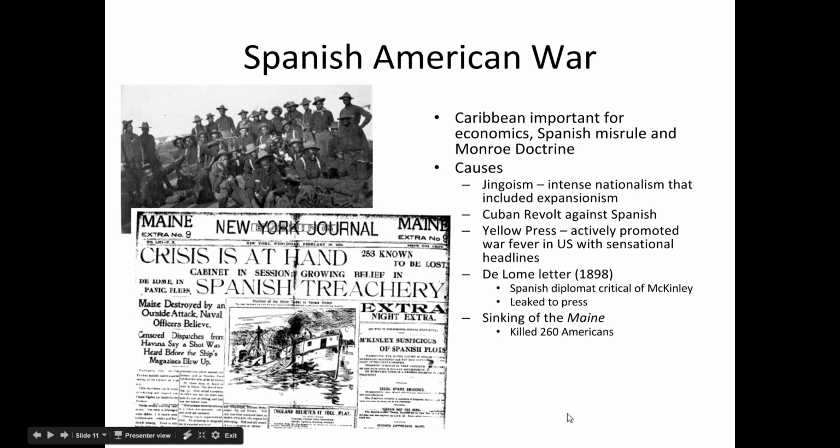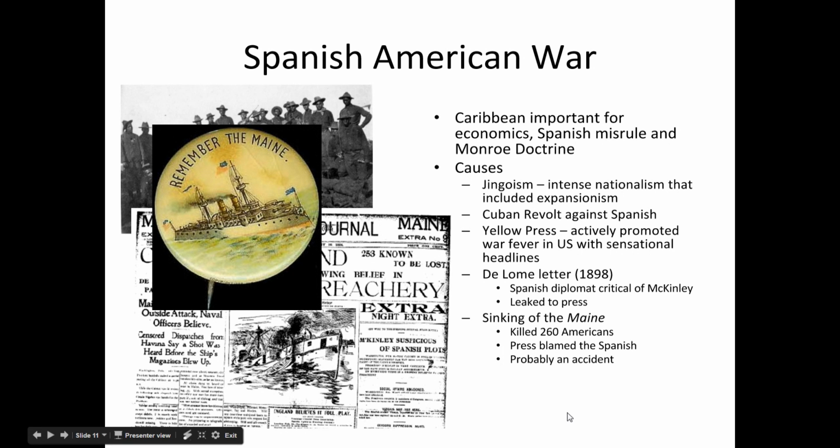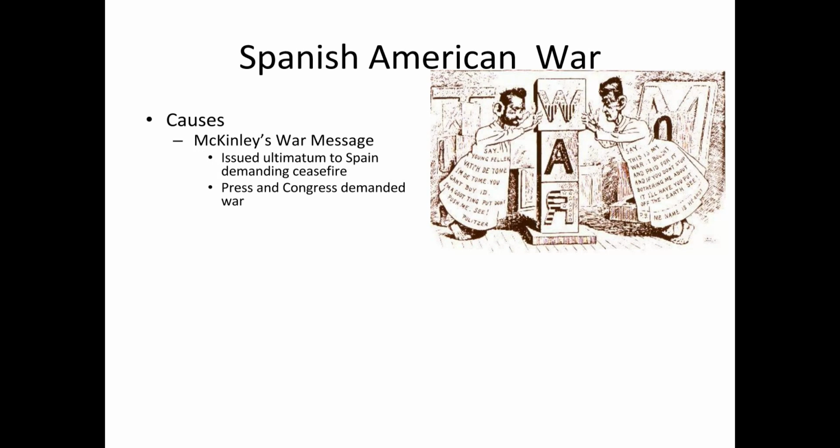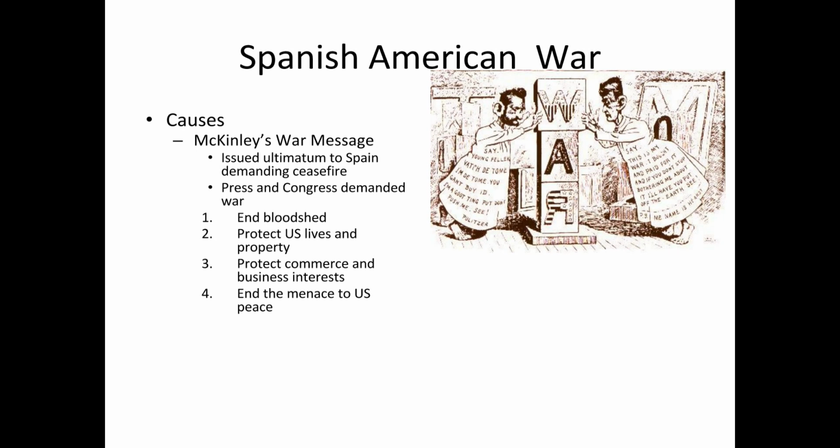And so you have people up in arms that 260 Americans were killed, and they were blaming the Spanish, and they wanted their government to take action. And so people wore buttons, there were songs written, "Remember the Maine," pushing their congressional members to declare war. And so William McKinley actually issues an ultimatum to Spain saying there should be a ceasefire. The press and Congress, Democrats in Congress primarily, are demanding war to end the bloodshed, protect U.S. lives, and protect commerce and business interests, and end the menace to the United States.